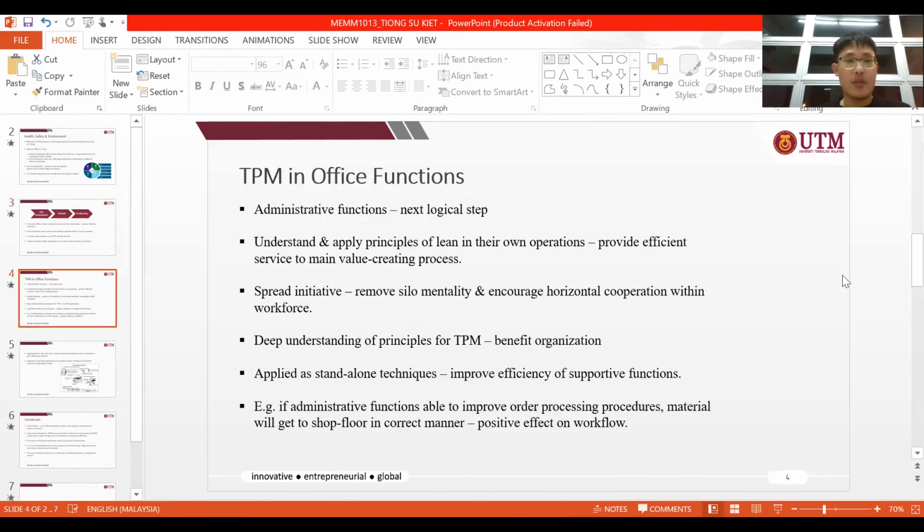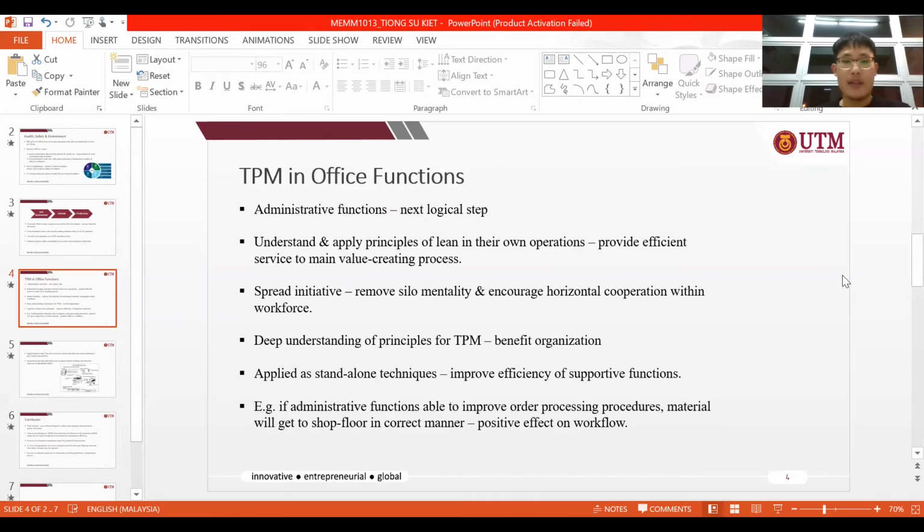Next, I'm going to talk about TPM in office function. Taking TPM to the administrative function is the next logical step in the total productive maintenance program. All the personnel should understand and apply the principles of lean in their own operation. This will enable them to focus more on their work, which is to provide efficient service to the main value creating process.